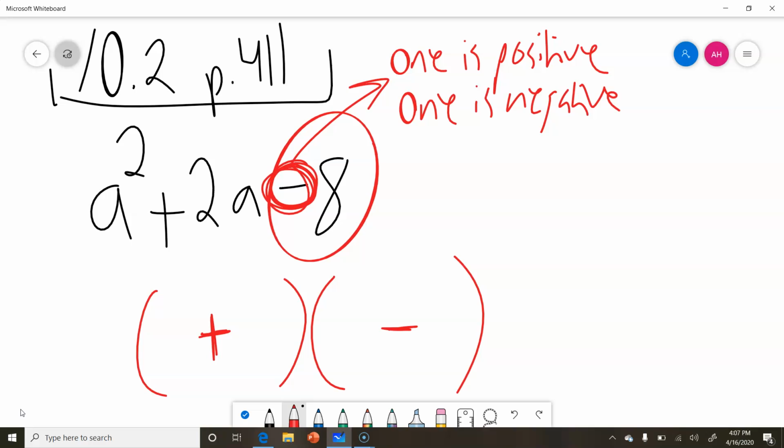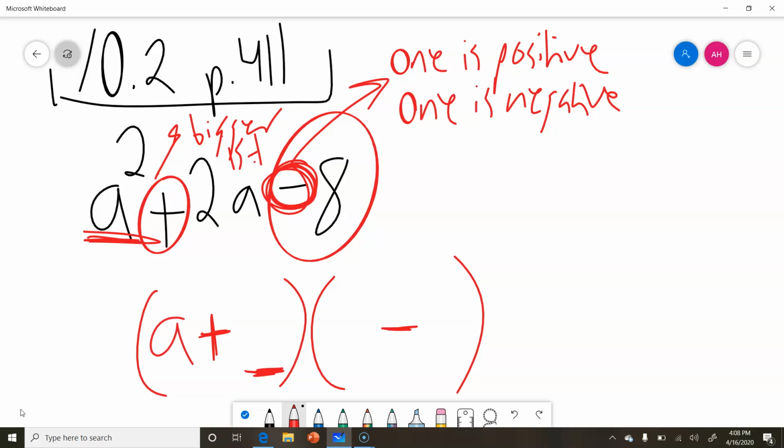Then I look at this sign right here, and it's a positive. And when that's a positive, it means that the bigger number is positive as well. So in this slot, after that positive sign, is got to be my bigger number, okay? Now I know that this a squared splits into a and a. That's pretty easy, right? A times a in the FOIL method with that arrow is a squared. So we got that.